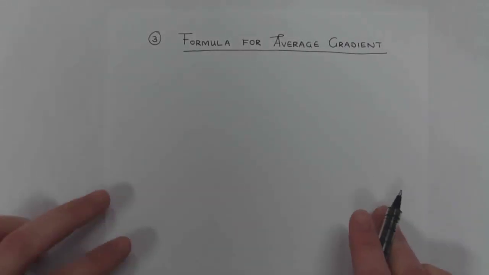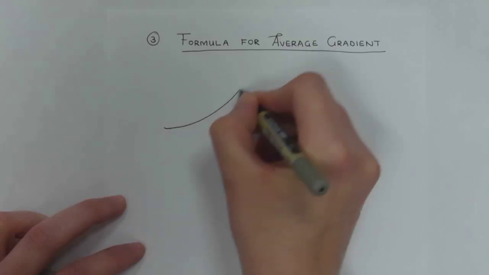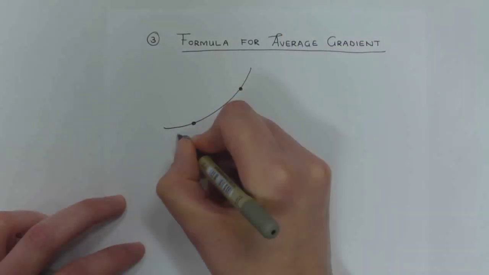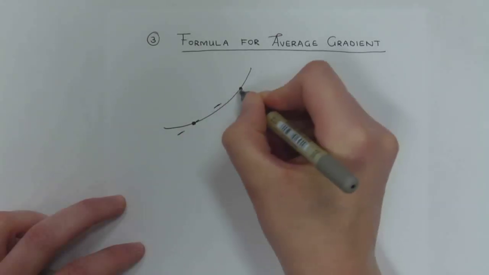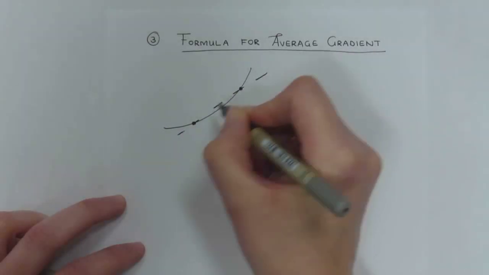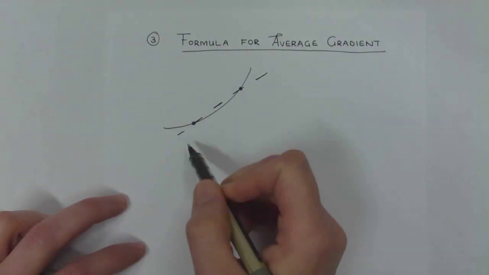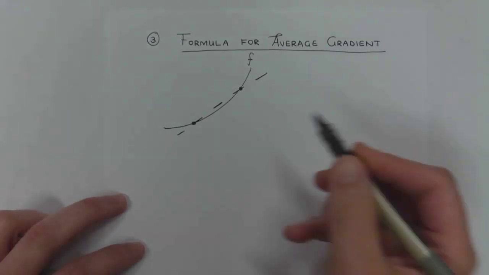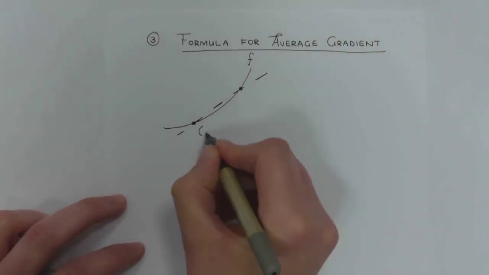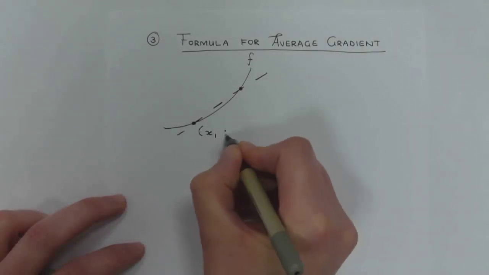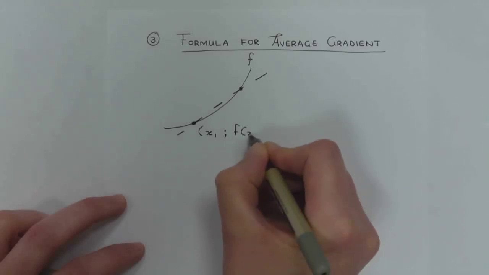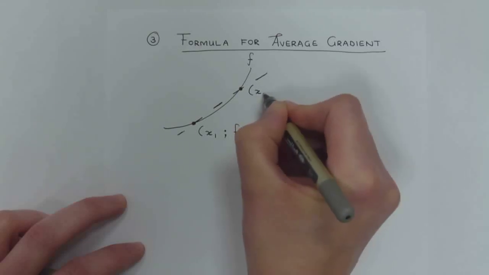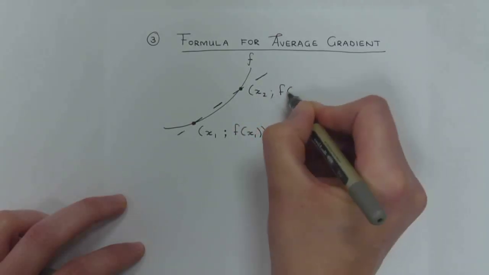Now, in order to establish this formula, I'm again going to draw a curve, and I'm going to indicate 2 points. And I'm going to draw a line through these 2 points because I want to work out the average gradient between these 2 points. Now let's say this curve is again called the function f, which means this one is then called x1, f of x1, and this one is then called x2, f of x2.